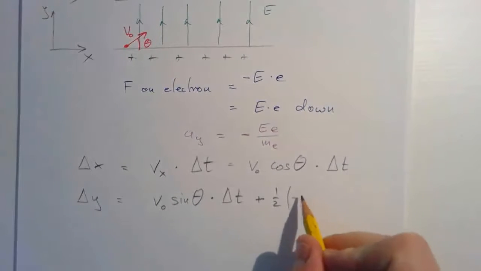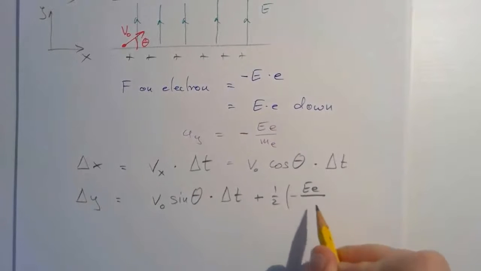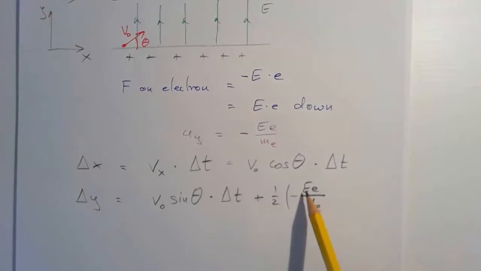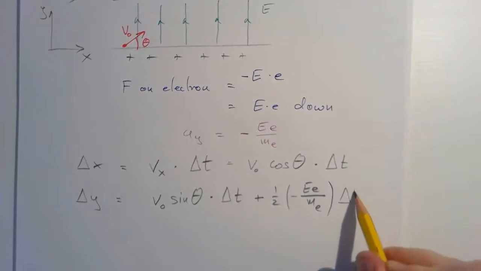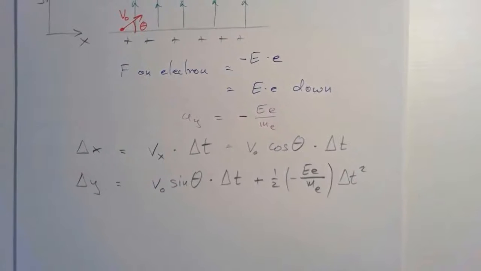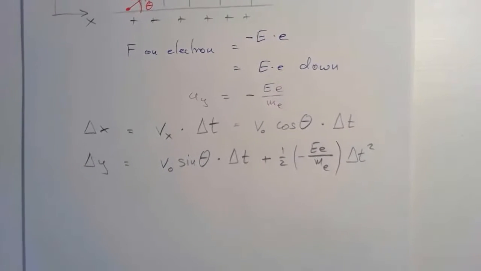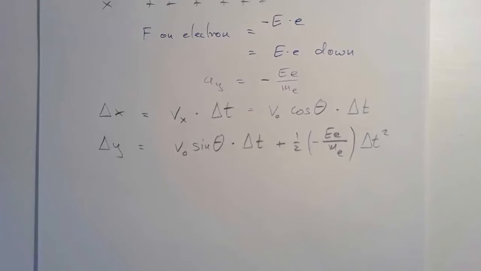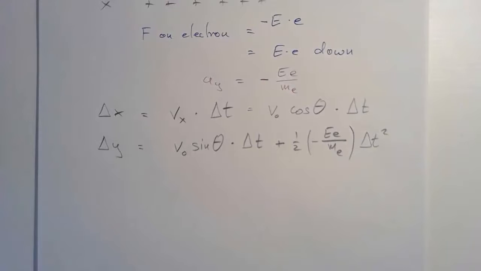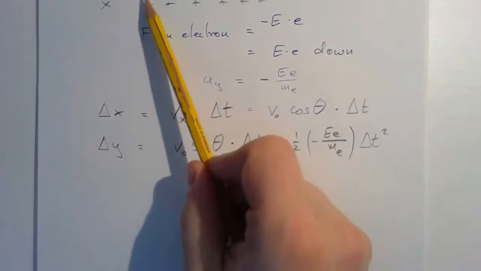a equals minus e, little e, over the electron mass, so electric field strength times electron charge over electron mass, times delta t squared, right, the constant acceleration situation. And what we're trying to find in this case is the electric field strength given that we know how far the electron travels.